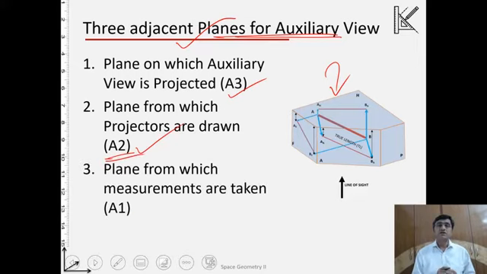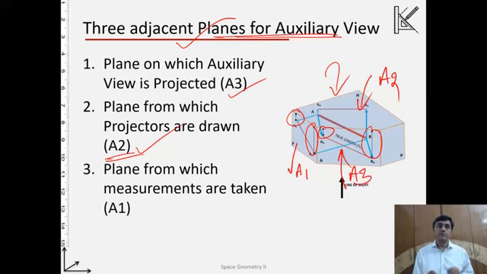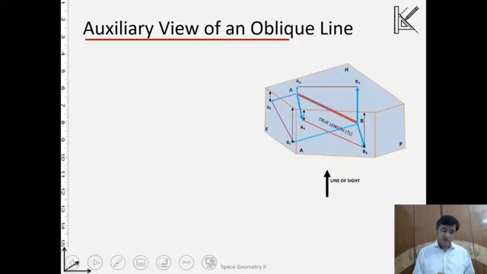Finally, there is a plane A1 because we also need the distances. You know the distances here, this distance and this distance we need, and we are collecting these distances from here. Okay, so the plane here is A1. So this is A2 and this is A3. So keep that in mind. We'll refer to these planes time and again.